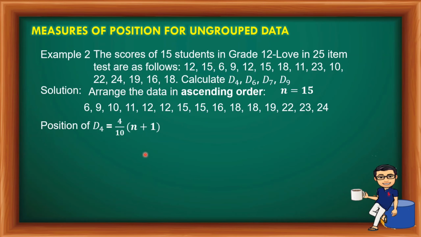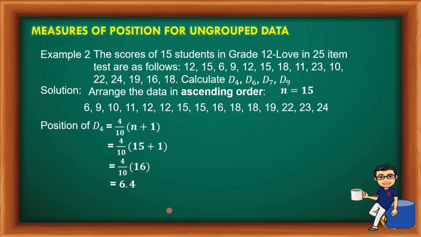So ibig sabihin dahil decile 4, 4 over 10 times n plus 1. So substitute natin ang n, which is 15 kasi yun yung n natin. So 15 plus 1. So kinokopya lang natin yan ha. So that will be 16. And 16 times 4 divide 10. That will be 6 and 4 tenths. Okay, so sana nagiget natin kasi 16 times 4, that will be 64. Divide 10 is 6 and 4 tenths.